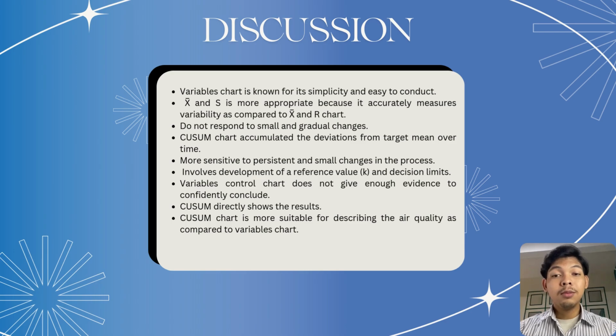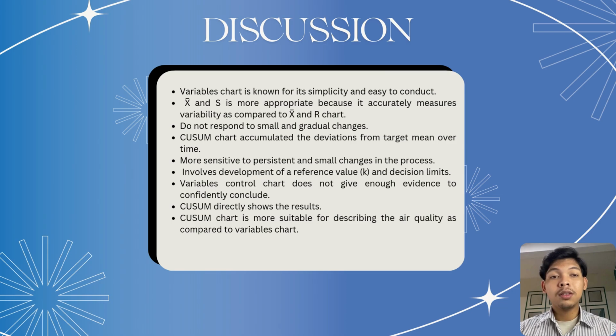In the discussion, the variable chart is known for its simplicity and ease of conduct. Since the study involved a large sample size, which consists of 25 subgroups, the X-bar and S-chart is more appropriate because it accurately measures variability as compared to the X-bar and R-chart. However, it did not respond to small and gradual changes.